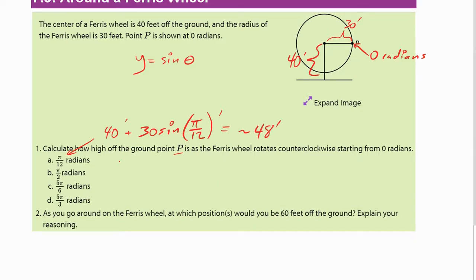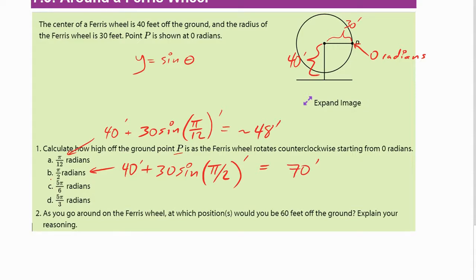All right, let's try part B. We have, again, our 40 feet, right? And our scale factor is still 30, right? Our Ferris wheel is still 30 feet in radius, times sine of pi halves, right? Which is our angle. And that's in feet. What do you get? All right, and you should get 70 feet.